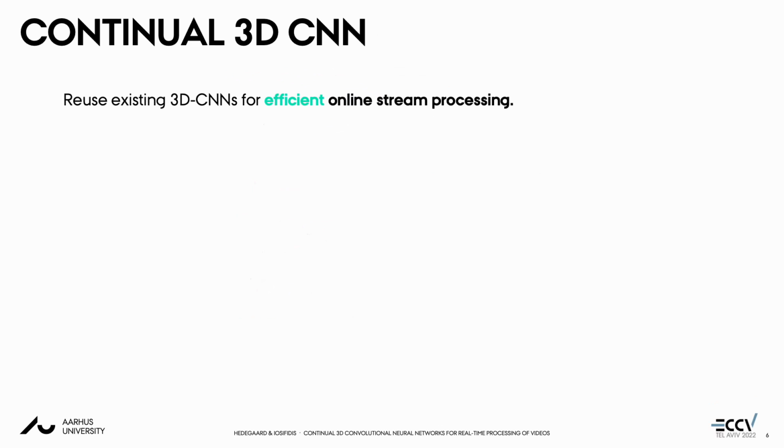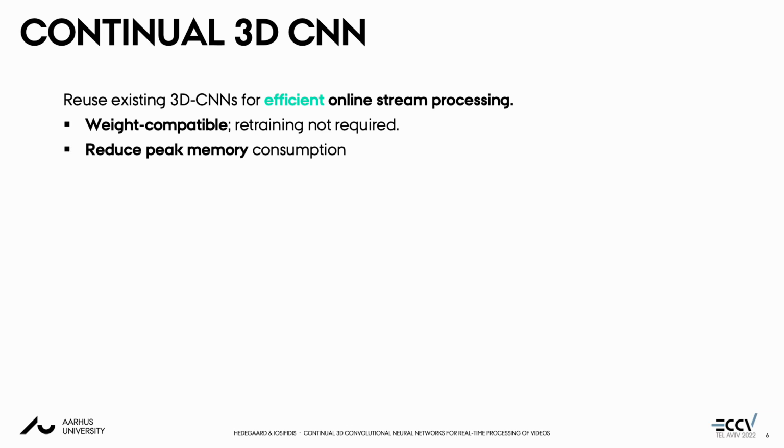Using continual convolutions, we can now reuse existing 3D CNNs for truly efficient online stream processing. Importantly, our continual 3D CNNs are weight compatible with regular 3D CNNs, so they don't require retraining. Moreover, they can reduce the peak memory consumption, all while retaining similar accuracy. Let's dive into how continual 3D CNNs can be constructed.